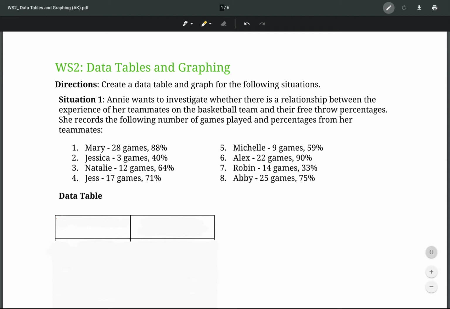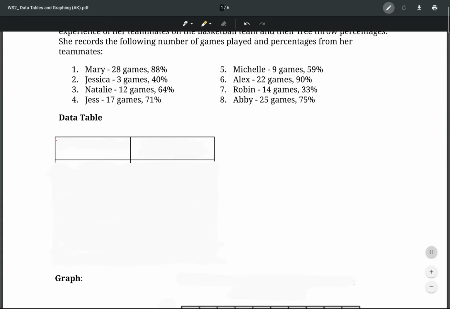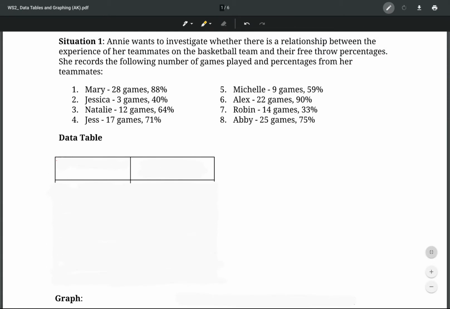So this is worksheet 2. We're going to go through the answers for data tables and graphing. In this first problem, we've got data that Annie collected about her teammates on the basketball team, and how many games that they played, and then what their free throw percentage is. And so what we're trying to create is a data table that organizes all of this data.